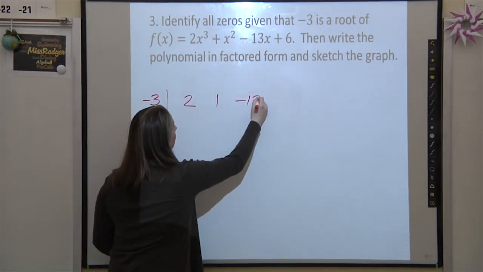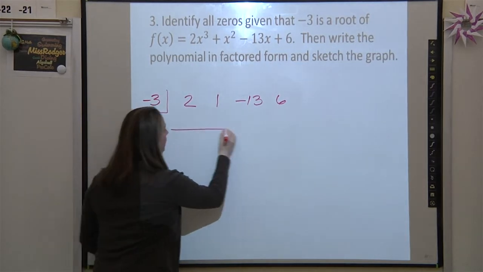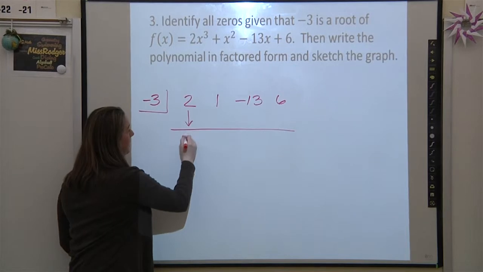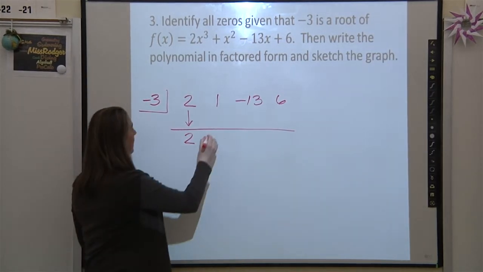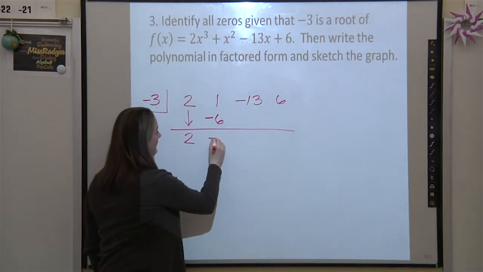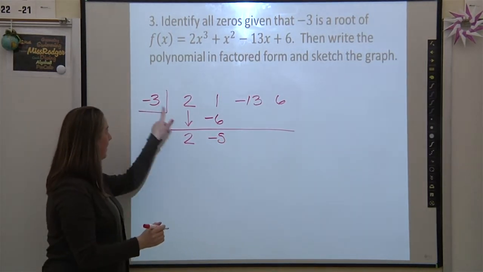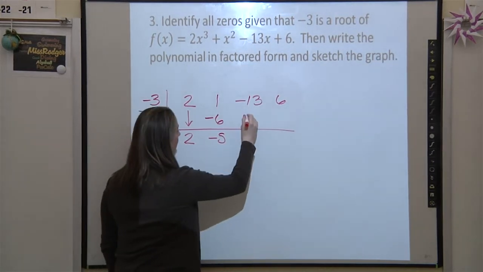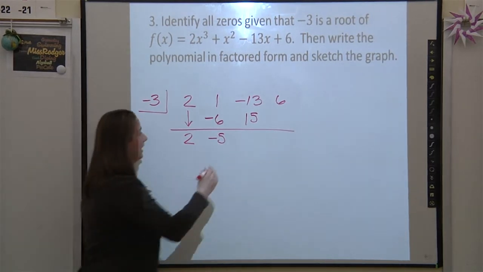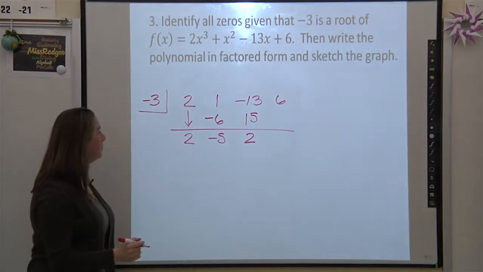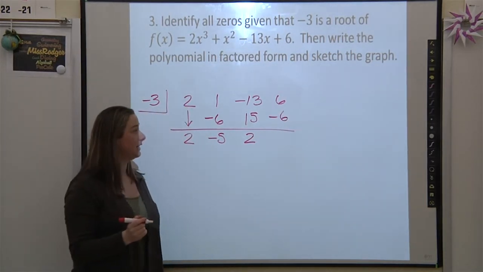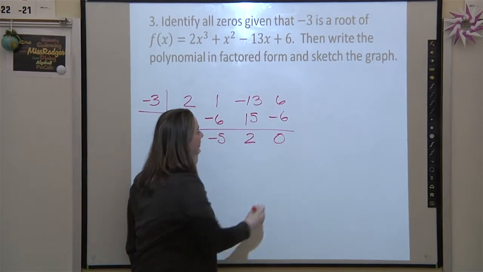2, 1, -13, and 6. The coefficients in front of each of the terms of my polynomial. I'm going to bring down my 2. 2 times -3 is going to give me -6. 1 plus -6 is -5. -5 times -3 is going to give me 15. -13 plus 15 is going to give me 2. 2 times -3 is going to give me -6. And positive 6 plus -6 is 0.